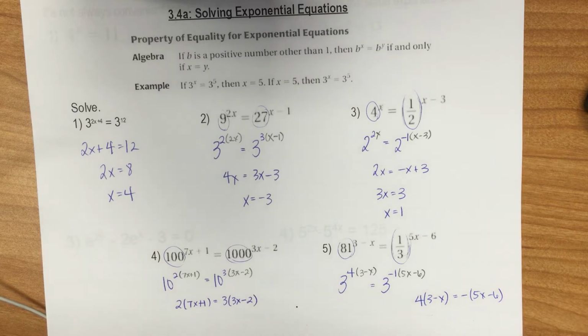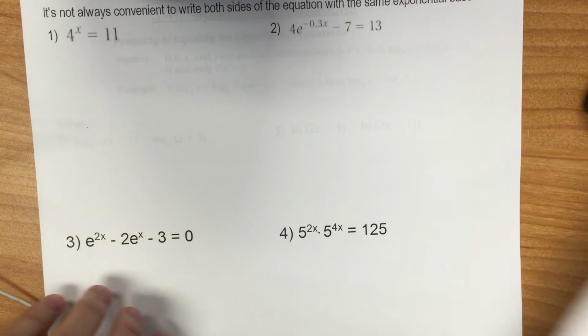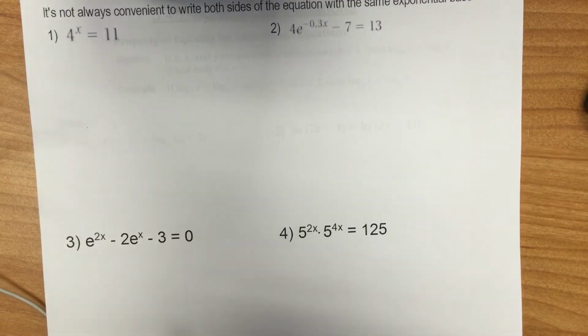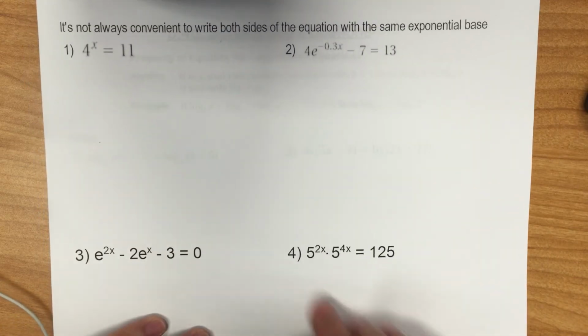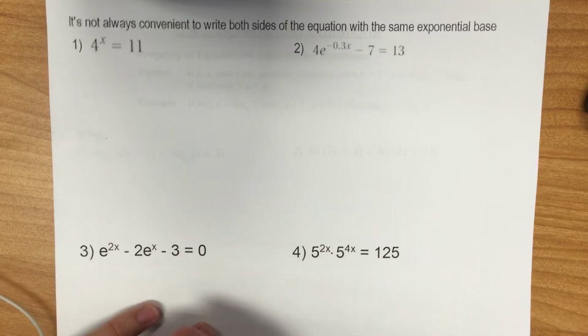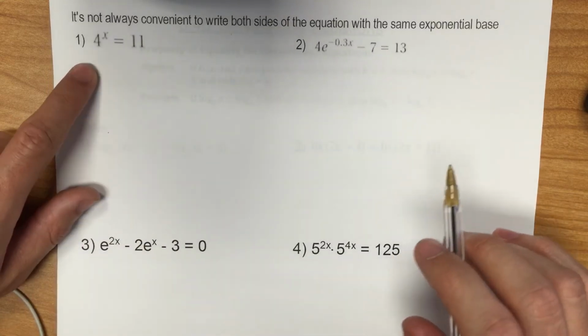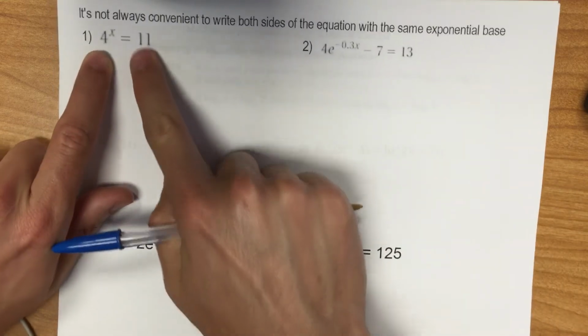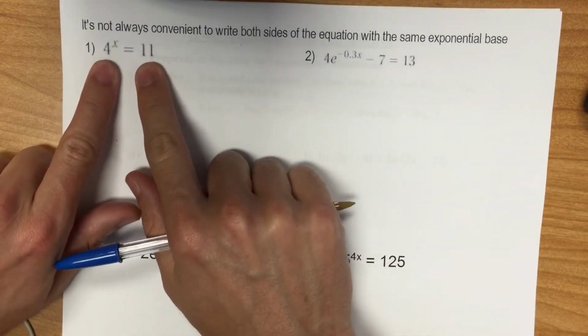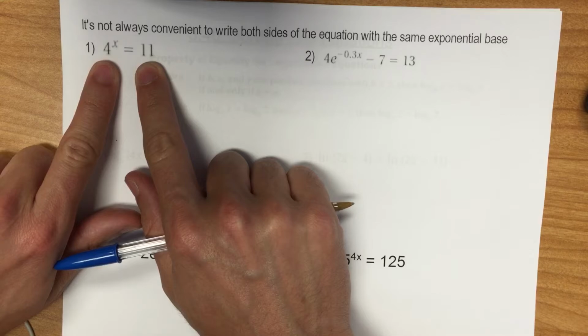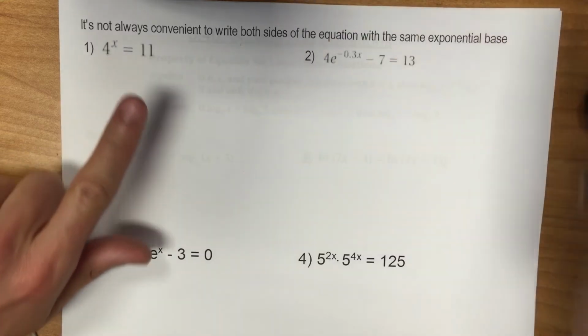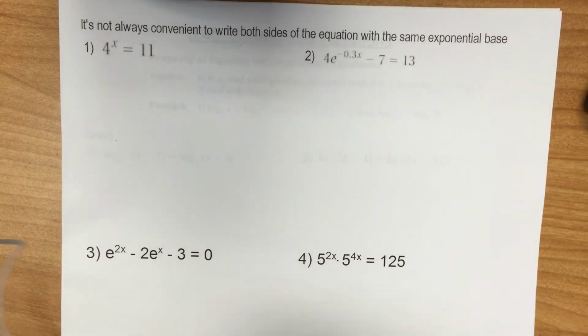Now, is that always going to be the case? Unfortunately, it's not. So in the next page, we get into problems where we can't do what I just said. And if you look at the problems, they look a lot more complicated. So looking at this first one, there's no way for me to make 4 and 11 the exact same power base. It's impossible without using a calculator. So what we're going to do is solve these problems using a logarithm.